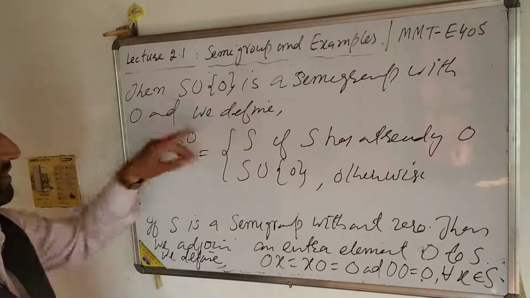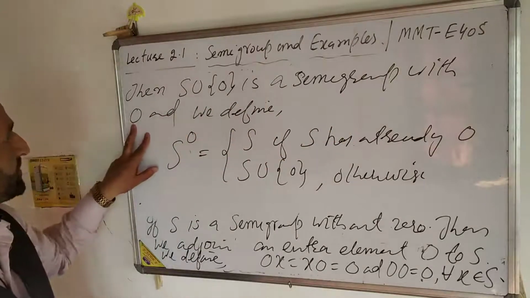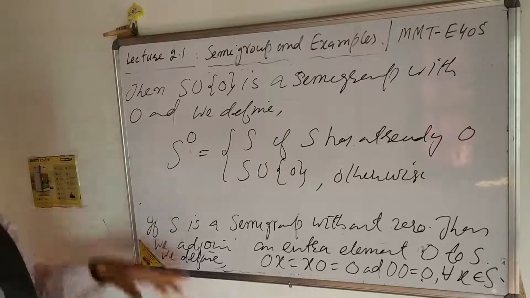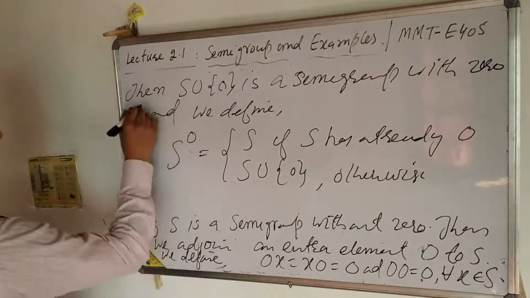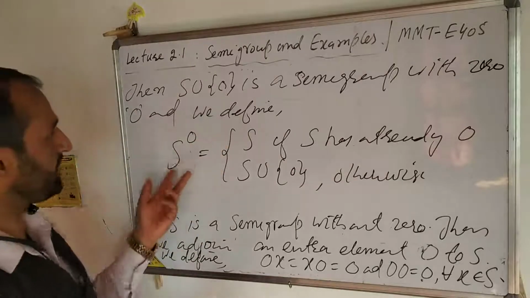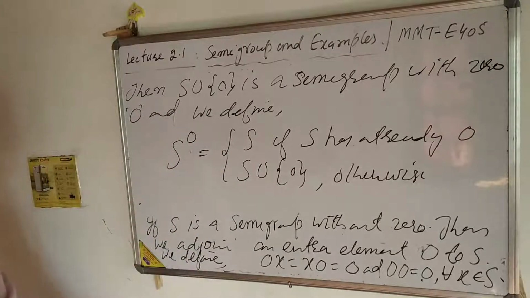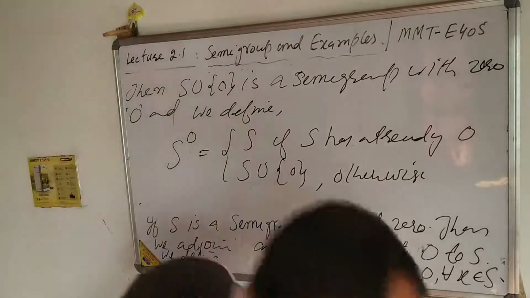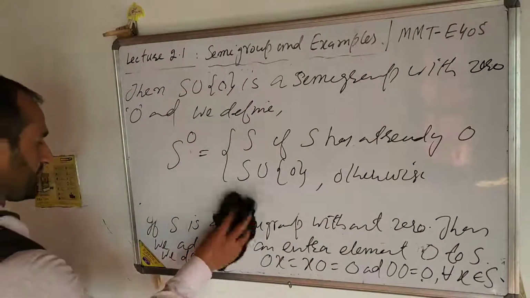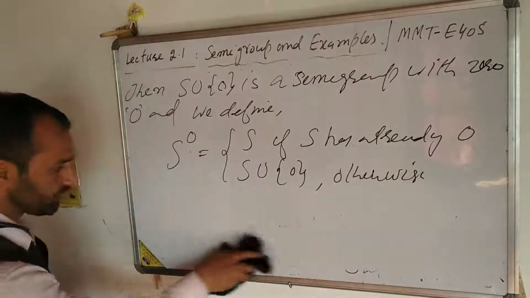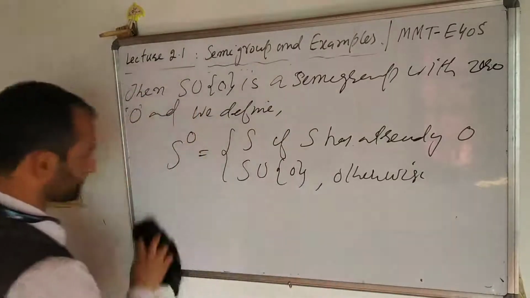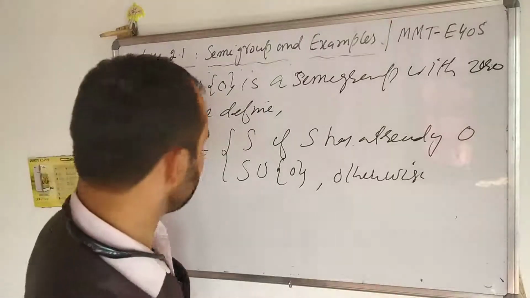And we define this S power 0 is equal to this. So as we have proved that identity is unique, now we prove that if S is a semigroup with 0, then 0 is always unique. So 0 of a semigroup is always unique.